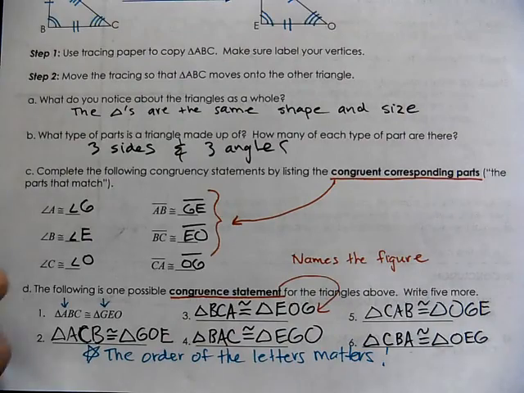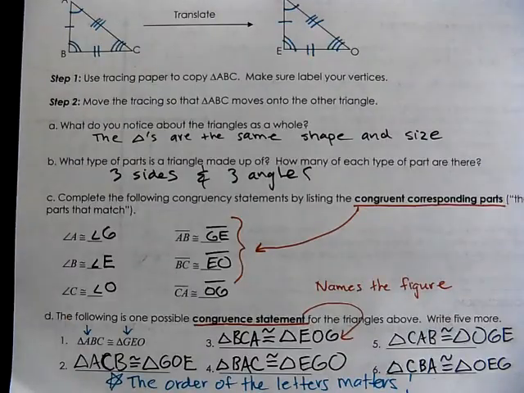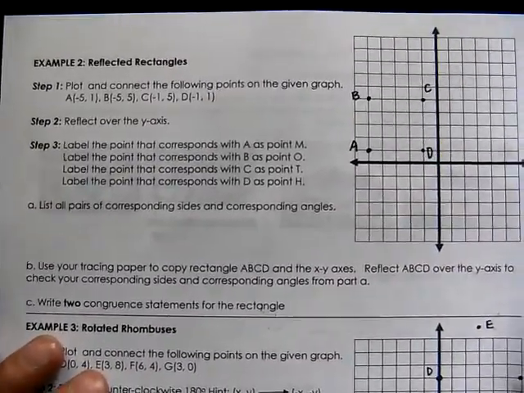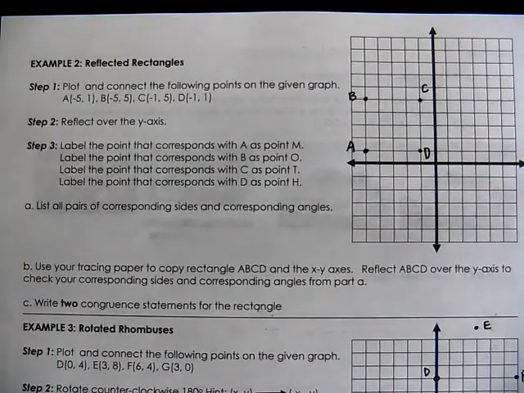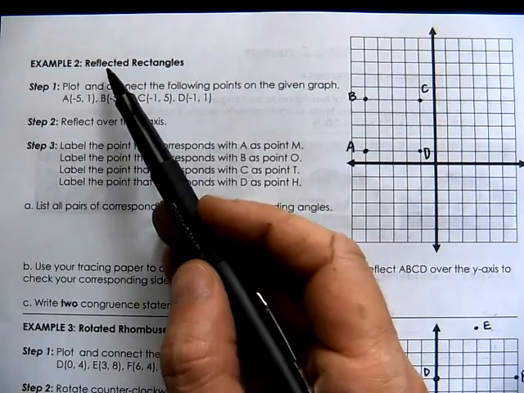Alright, so we looked at a brief example for translations. Now we're going to look at a couple other variations on this using some of the other transformations we've seen in the past. So if you take a look at example 2 on the next page, we're going to work with not a triangle now, but a rectangle, and we're going to reflect it.